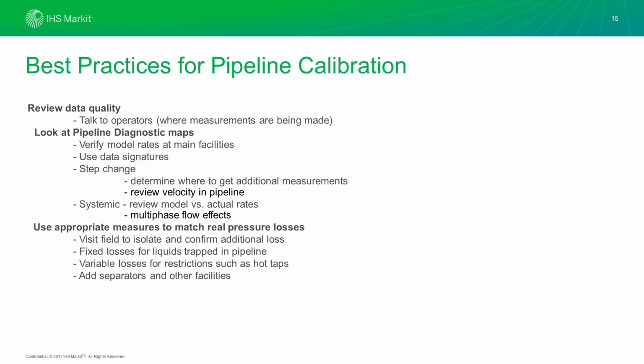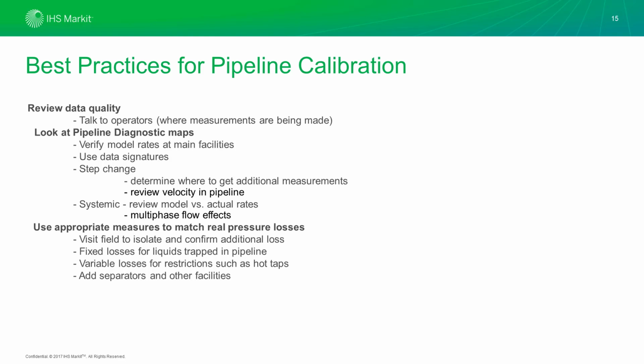So in summary, the best practices for the pipeline calibration portion is to make sure that we start with a data set and understand the limitations of that data set. We're going to make sure we know where those pressure measurements are made and how close we can actually calibrate our model. Then we can actually move into the diagnostics, and we're going to start with what we know.